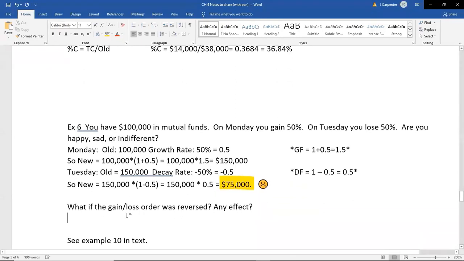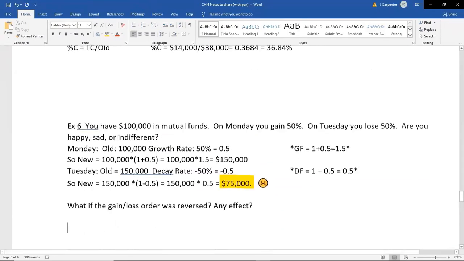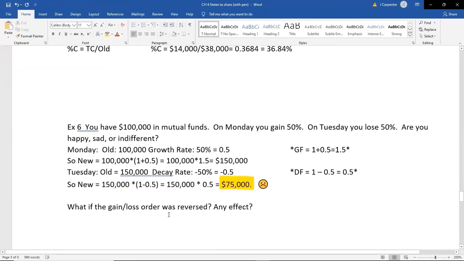Okay, well, what happens if you flip the script? What happens if you have the loss and then the gain? What if you reverse this order? Are you still sad? Are you now happy? Or are you for some reason indifferent? Does this actually have an effect? Does the order that this happens matter? Okay. And just spoiler, see example 10 in text. We're not going to have time for that. What if you reverse the order? So I'm not going to write everything out this time. So now we're going to say Monday, the old is the 100,000.